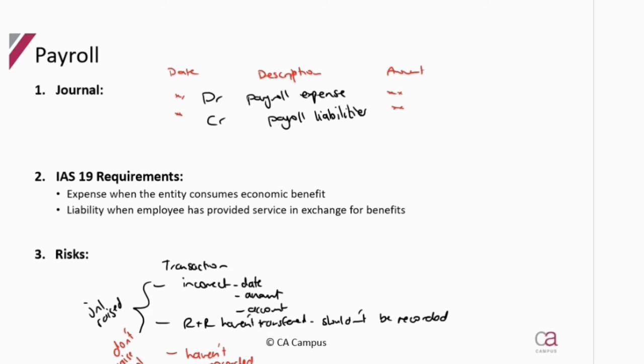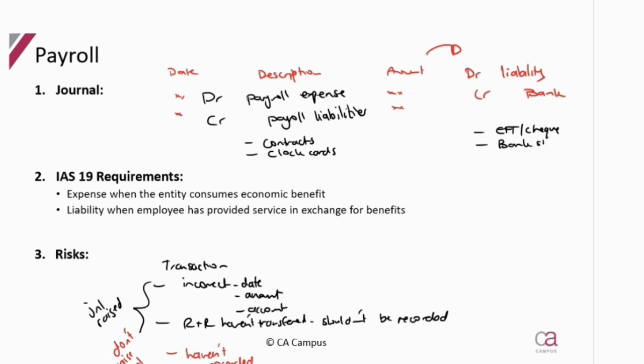The opposite side of this, once this has been raised, is to make the payment, so debit the liability and credit bank. So what are the documents that help us here? Well, with our expenses, it's going to be those contracts. For our salary, for our wage, it's going to be contracts plus clock cards to show the hours. And the payment here, there would be some sort of EFT or check to show it, and again, the bank statement.